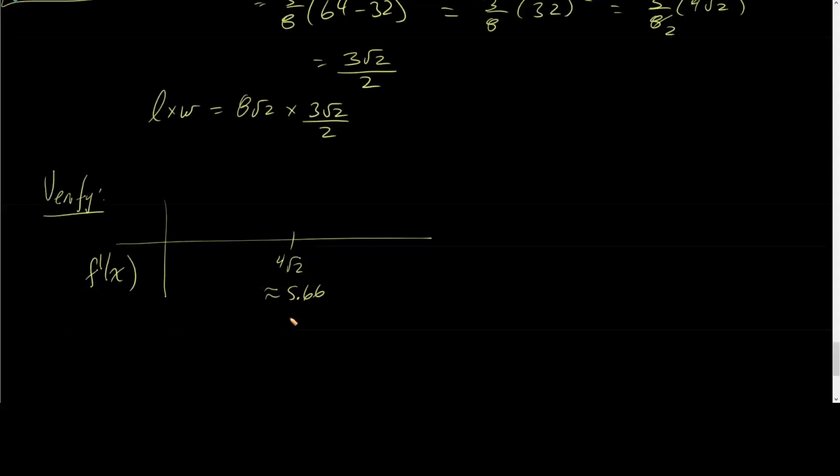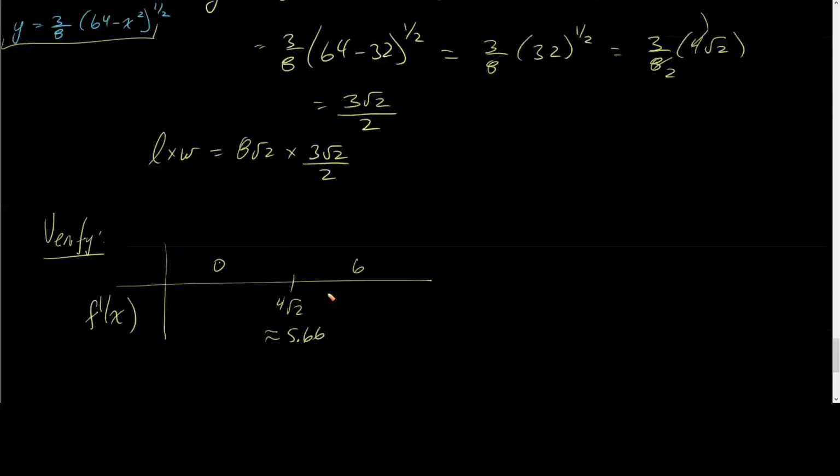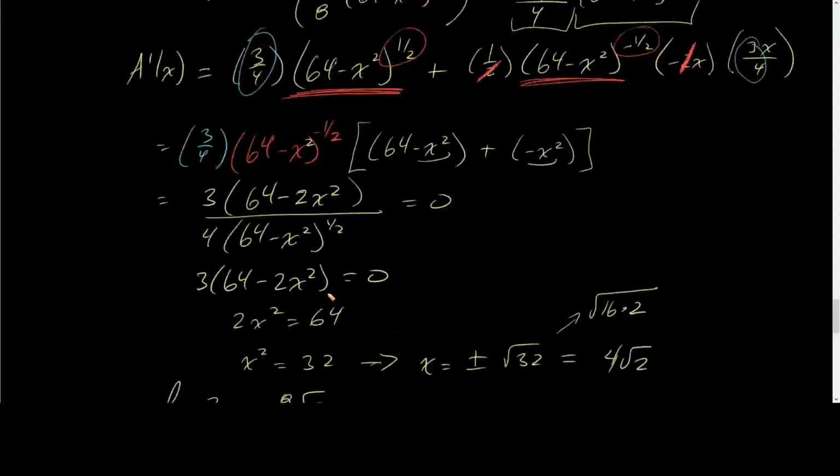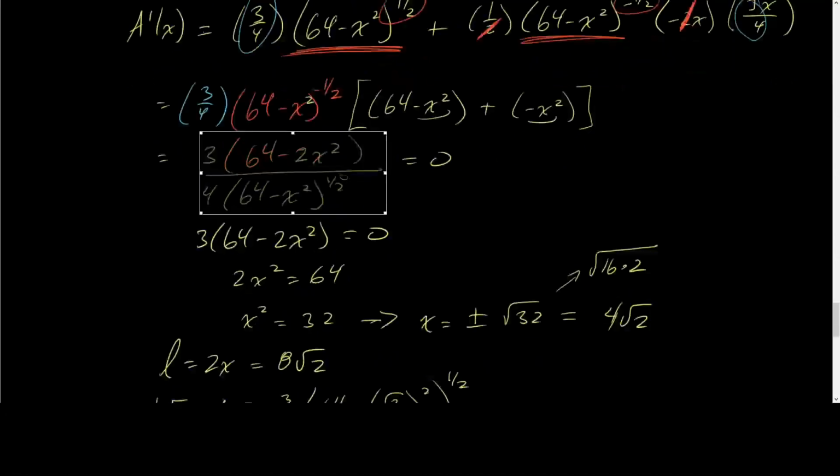To the left of it, I'm just going to test 0. To the right of it, what can I test? Well, something bigger than 5.66 will be something like 6, right? And we want to test this into the first derivative. So I'm going to go ahead and copy our derivative here, just so that we can keep in mind what we're testing into.